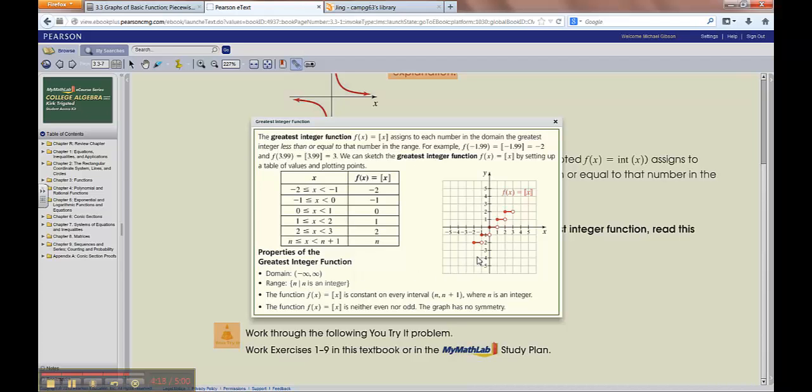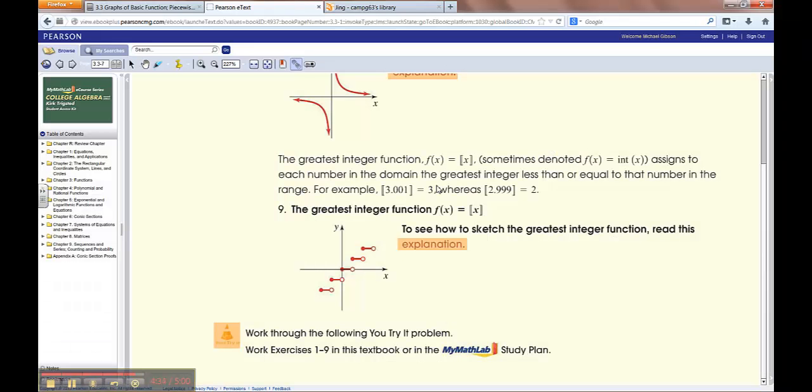The range, you can see the y values are all just integers, right? So the range is n, where n is an integer. And they've got some other things in here to help you see if x is between minus 2 and minus 1, right? So you work your way through it.